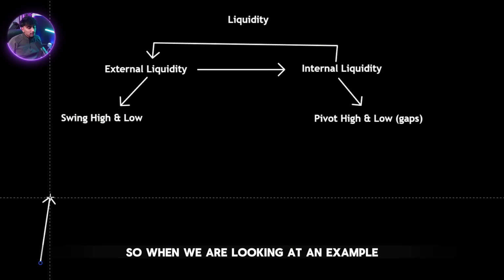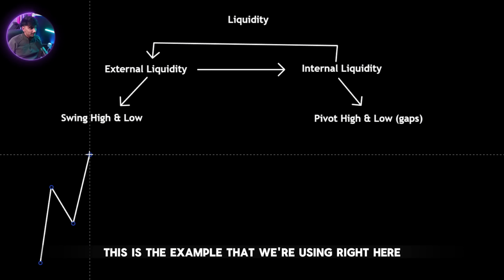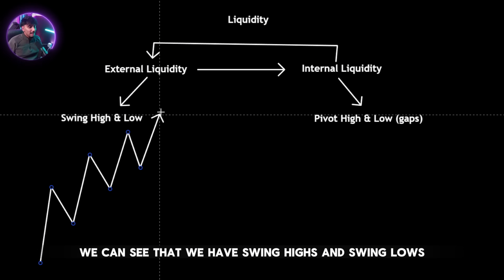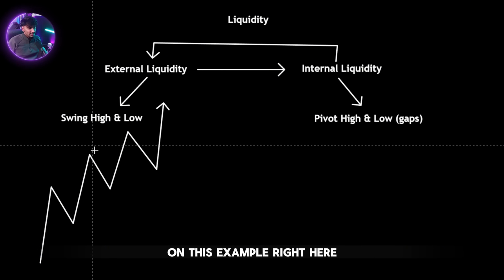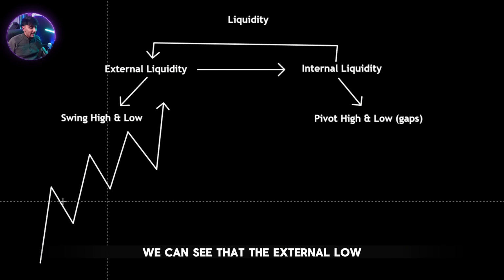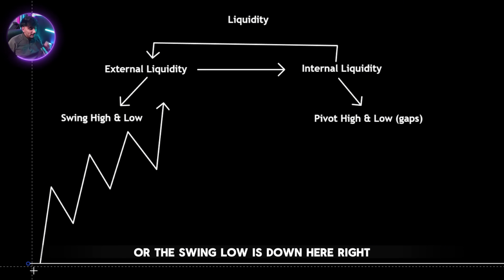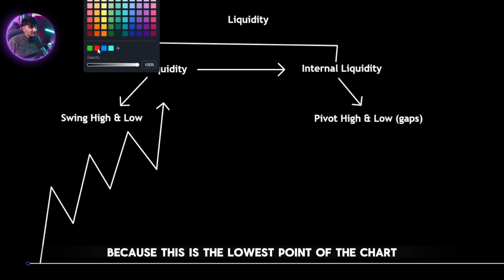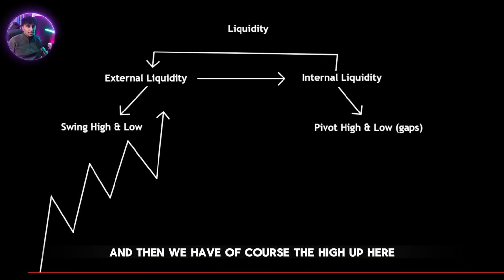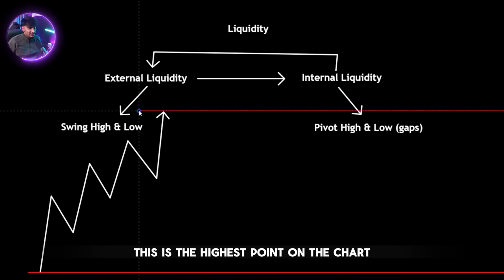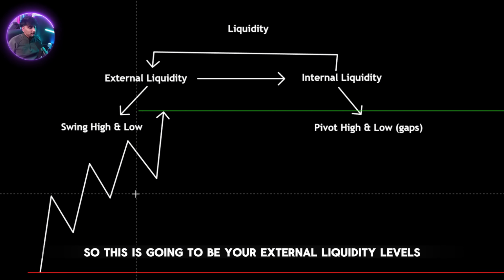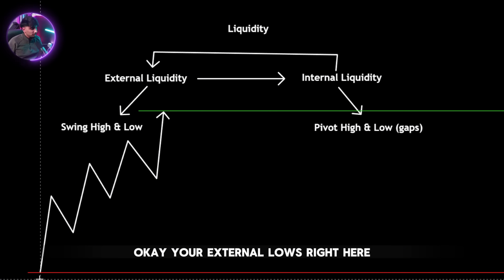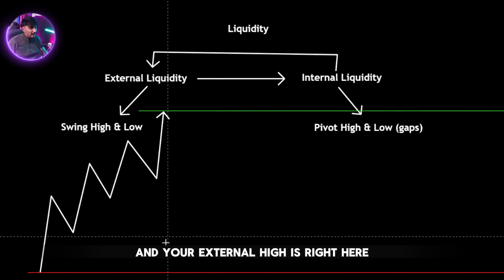So when we are looking at an example, let's say this is the example that we're using right here, we can see that we have swing highs and swing lows. In terms of swing highs and swing lows on this example, we can see that the external low, or the swing low, is down here, right? Because this is the lowest point of the chart. And then we have, of course, the high up here. This is the highest point on the chart. So this is going to be your external liquidity levels, okay? Your external low right here and your external high right here.